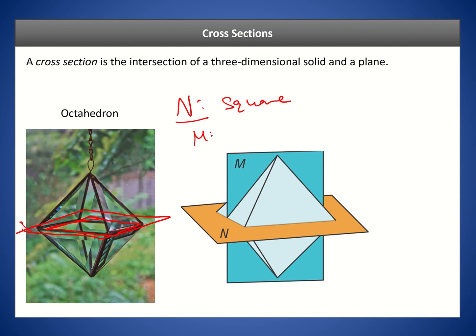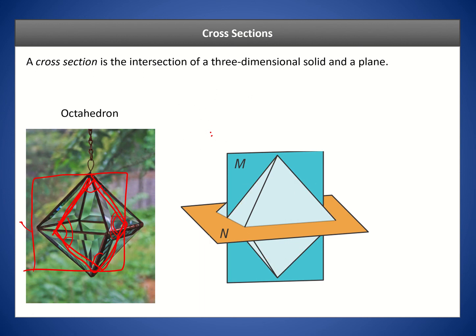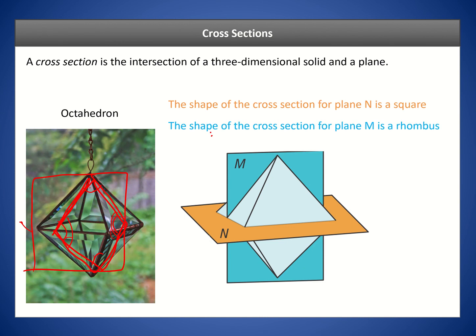Now for m, if I were to slice it this way, notice I slice it in half, so it's going to look like that. What does that shape look like? That shape looks like a rhombus, where none of these are right angles, but these opposite sides are congruent. So we're going to get some kind of rhombus shape. That's how you identify cross-sections. The cross-section for plane n is a square, and for plane m is a rhombus. These cross-sections are 2D shapes formed by the intersection of a 3D solid and a plane.